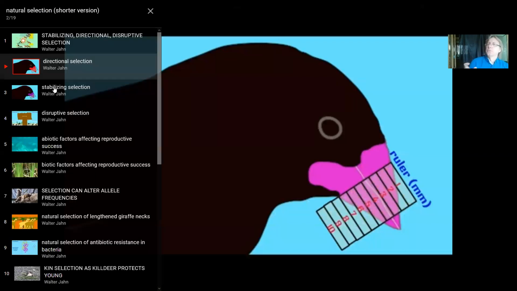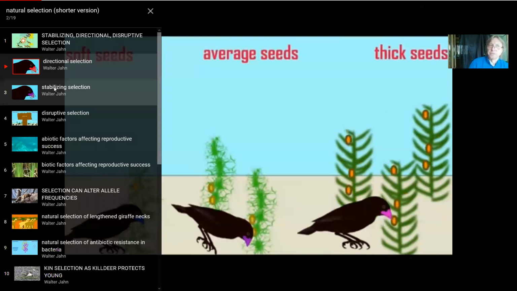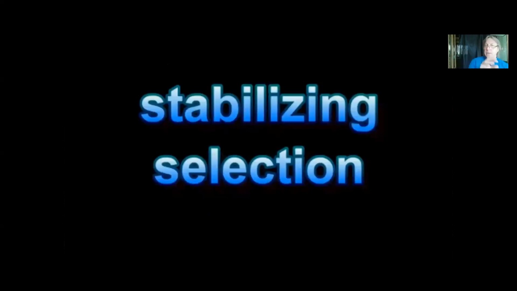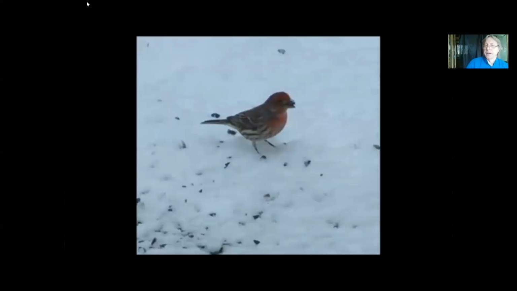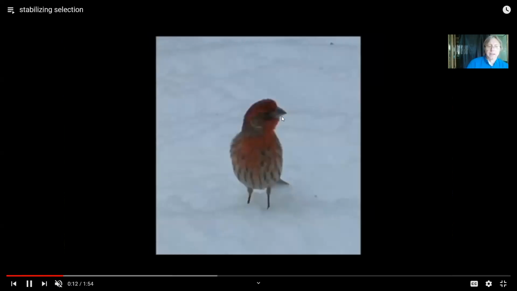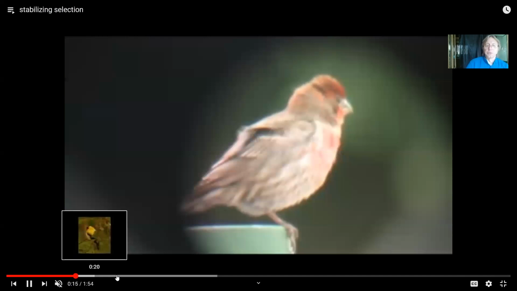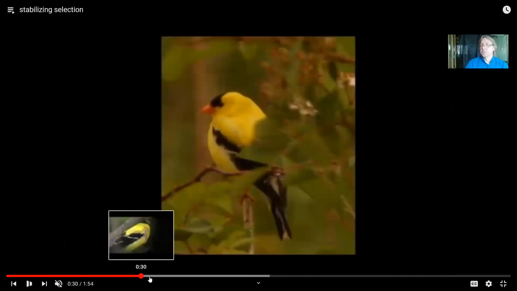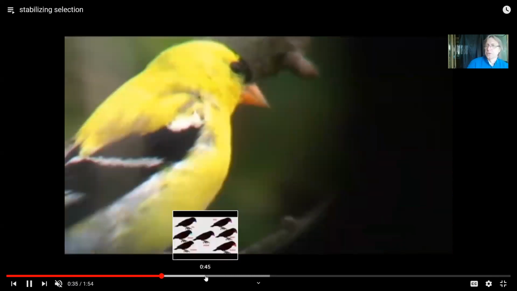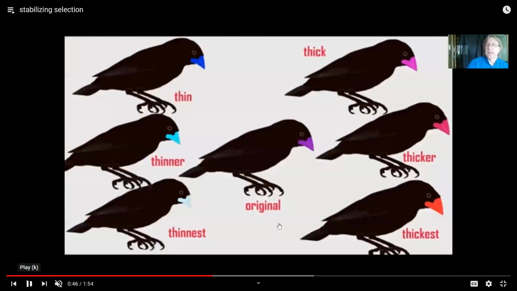Stabilizing selection. So let's imagine that the width of a finch's bill determines which seeds it is best able to eat. So maybe narrow bills are better at finding softer seeds in this one area, and the thicker bills are better at being able to crush the thicker seeds. And as we go to finches, clearly this varies, and Charles Darwin studied finches on the Galapagos Islands. And so let's just say that there is variation, that here is the original thickness of the bill.